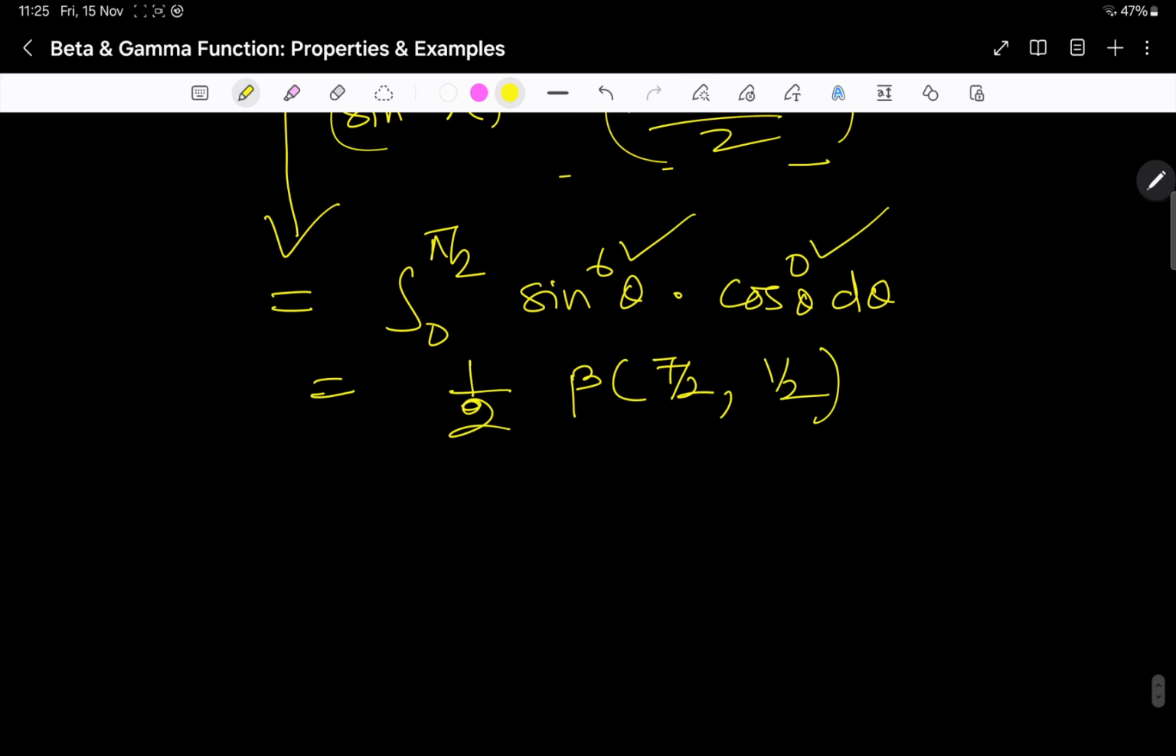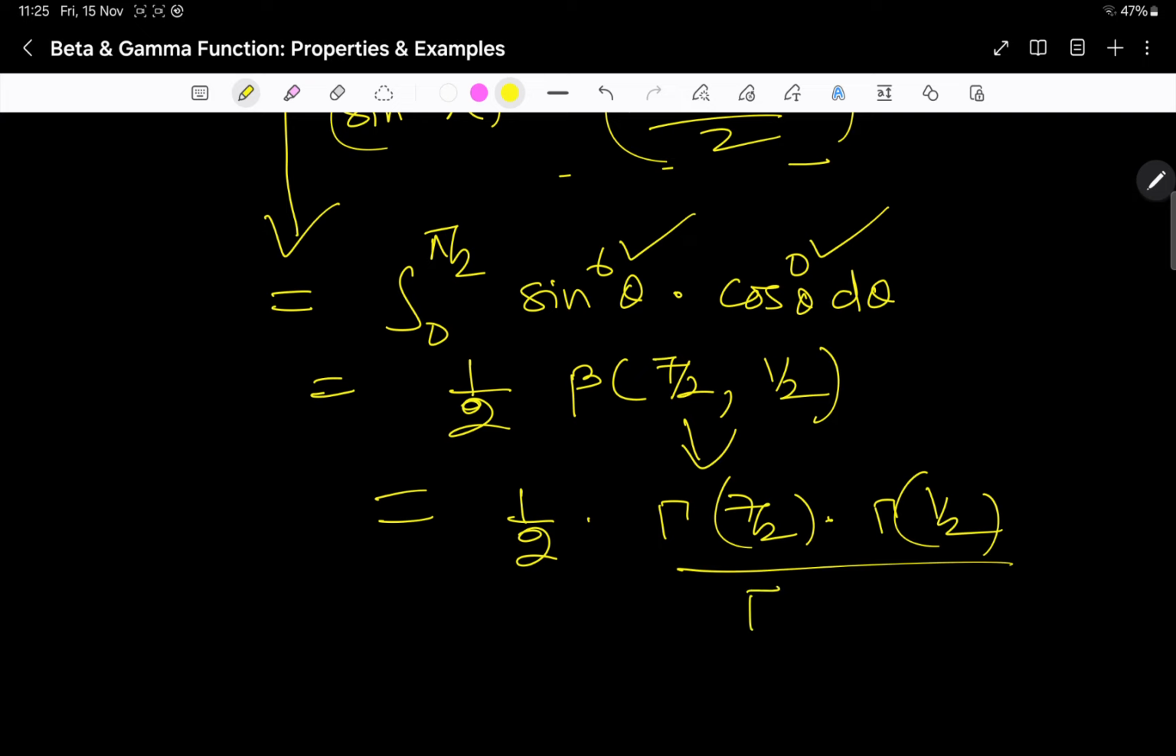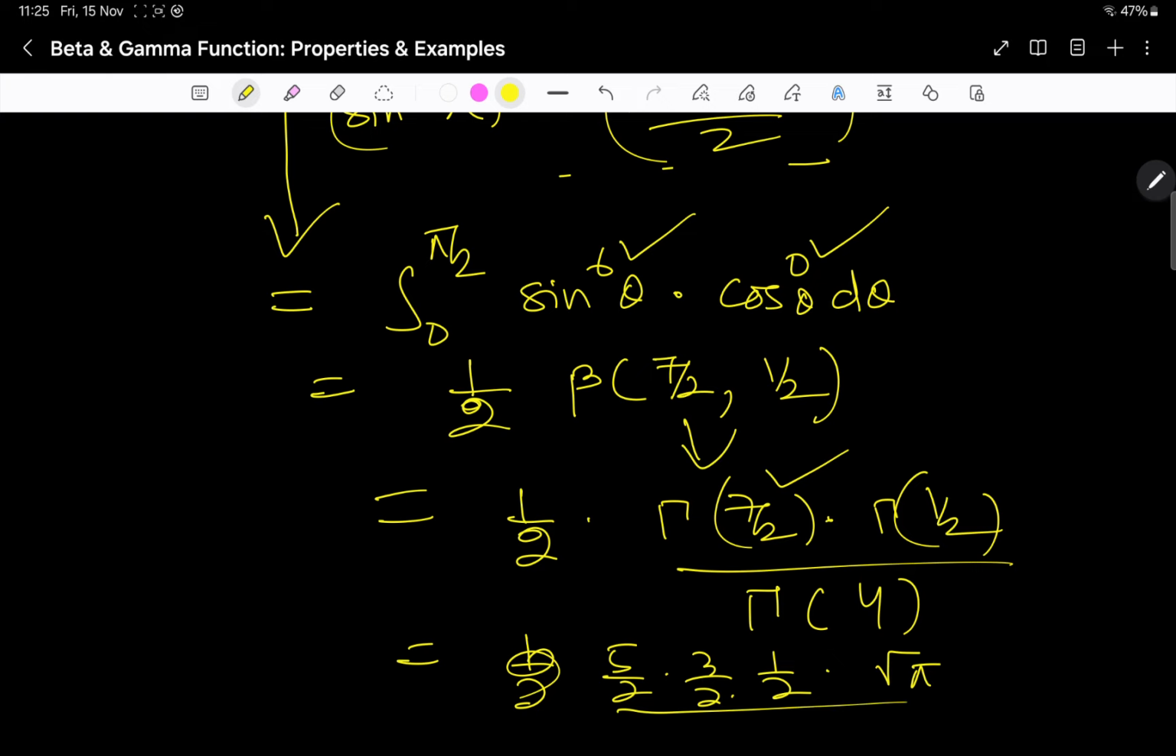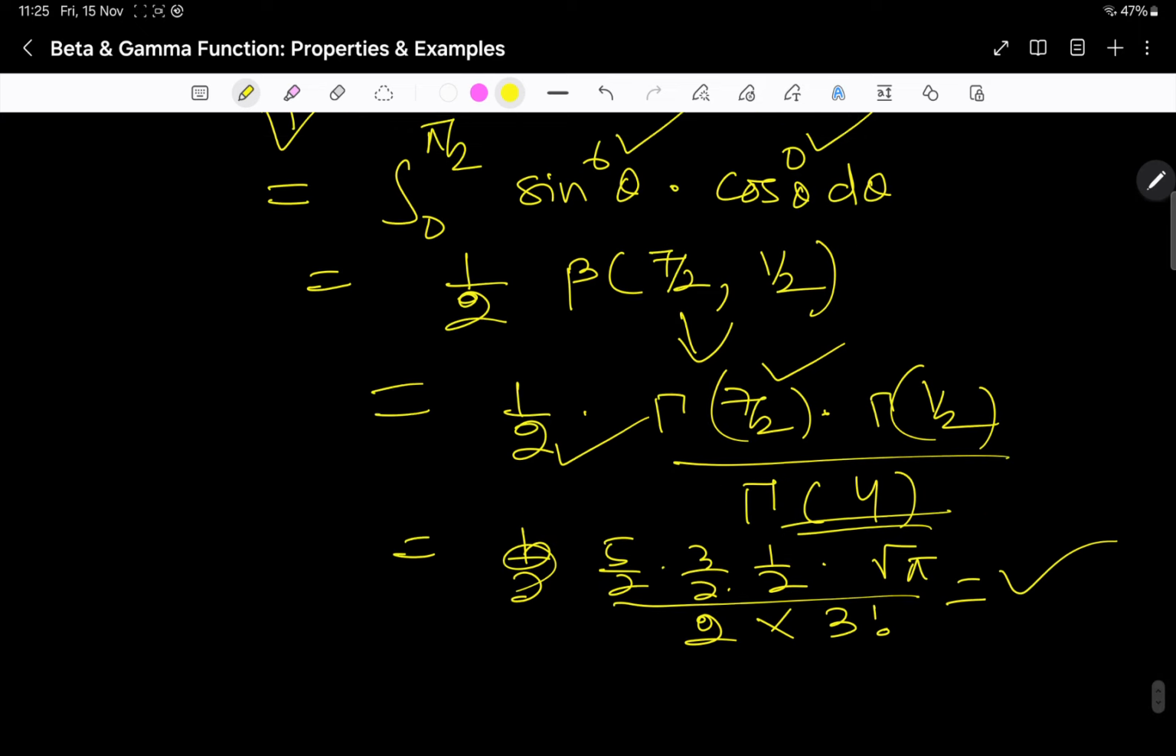Then you convert it into the gamma function. So this is 1 by 2 gamma of 7 by 2 into gamma of half divided by gamma of 4, that is 7 by 2 plus 1 by 2. So gamma 7 by 2 is 5 by 2, 3 by 2, 1 by 2 into gamma half, which is root pi. This 2 is coming to the denominator. Gamma of 4 is your factorial 3. Okay, you just solve it.